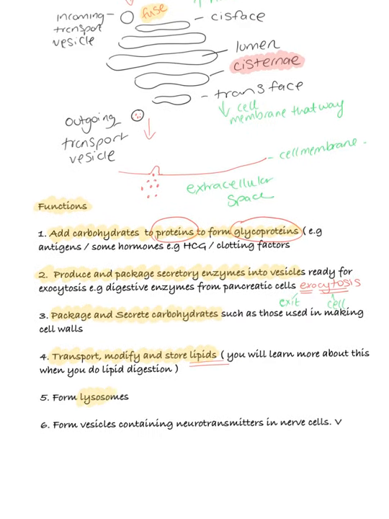Number five, it can form lysosomes. Now, lysosomes are single membraned vesicles within the cell that contain digestive enzymes like proteases, carbohydrases, lipases, and they sometimes contain lysozyme, which is an enzyme that can digest bacterial cell walls. The purpose of lysosomes is manifold.